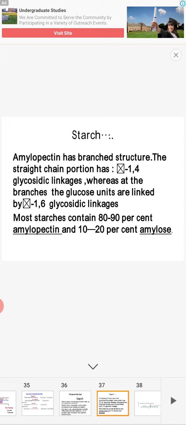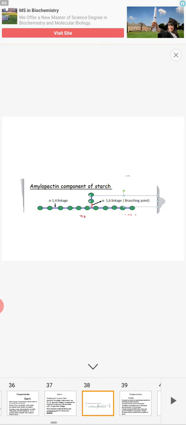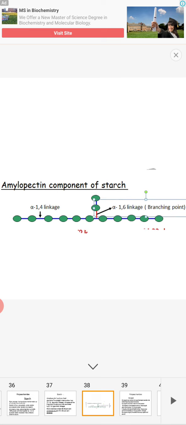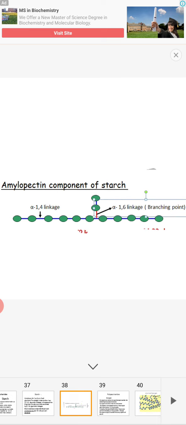I repeat again, don't get confused by the slide, where the alpha is not visible. Both alpha 1,4 and alpha 1,6 glycosidic linkages are present. Most starches contain 80 to 90% amylopectin. Amylose is only 10 to 20%. That means they are branched. Okay, this is a small diagram which shows the straight chain and branched structure of starch.